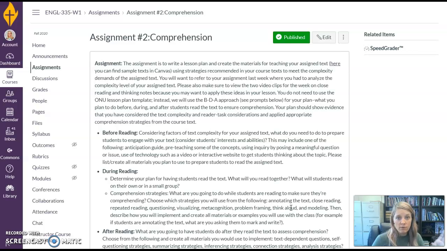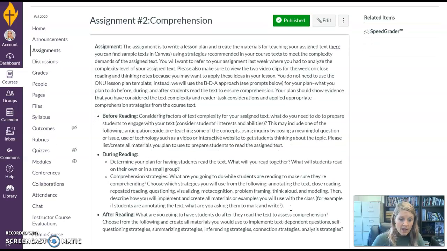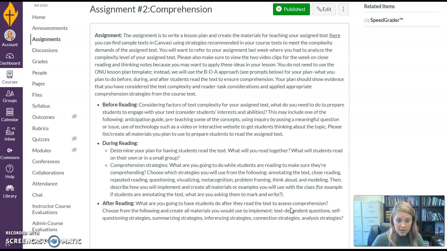framework. So what are you going to do before you're going to ask students to read the text? What are you going to do while you're having students read the text? And then what are you going to do after you read the text so that you know that students actually have comprehended the text? And so what I've done within here too is I've listed several of the strategies that you guys are going to be reading about. So if you look at something and you think, I'm not sure what a think aloud is, that's a strategy that you're going to be looking at.